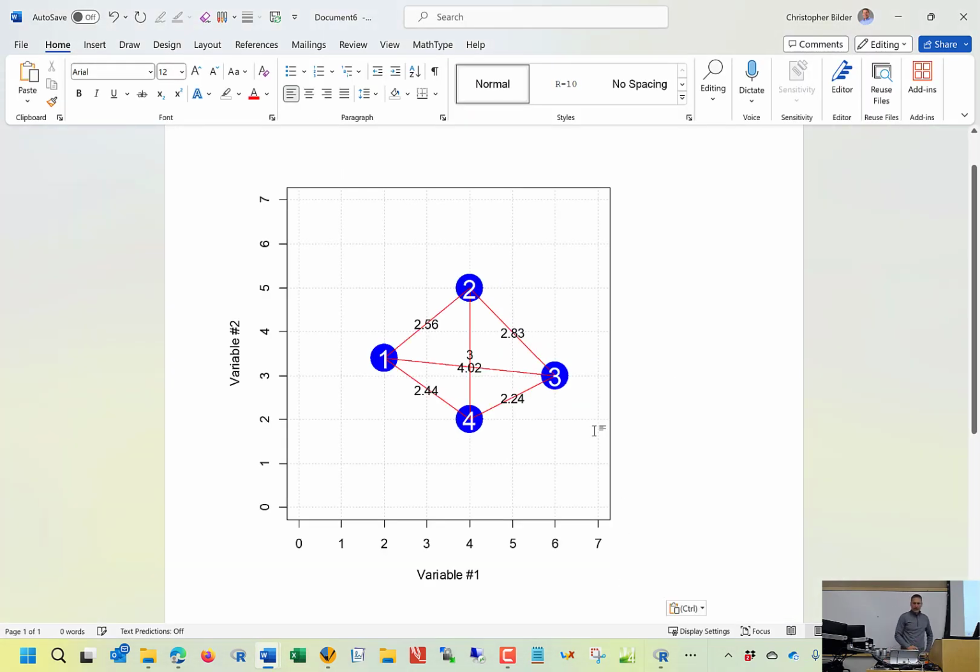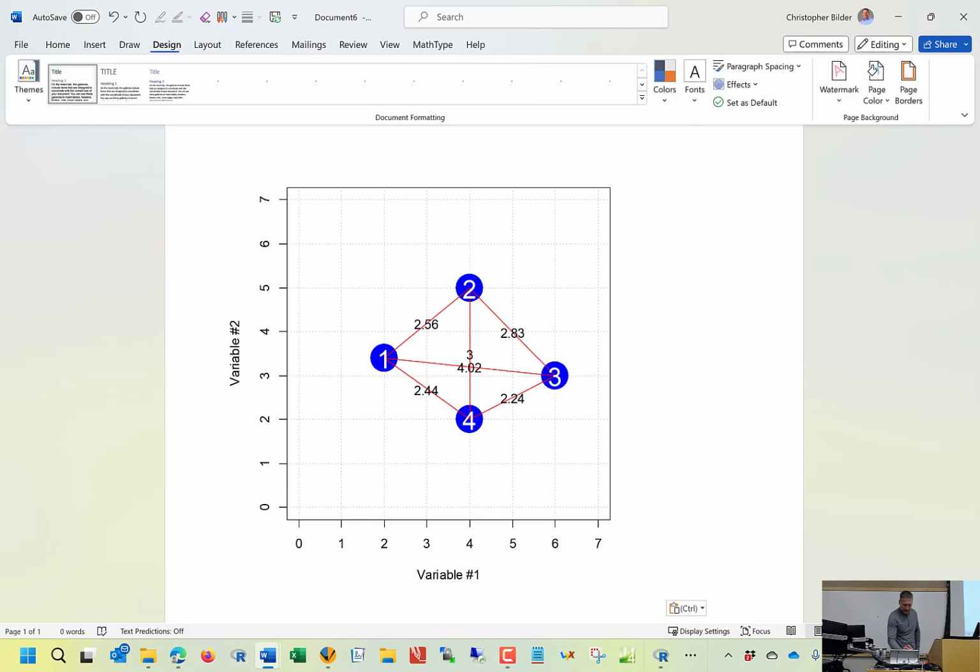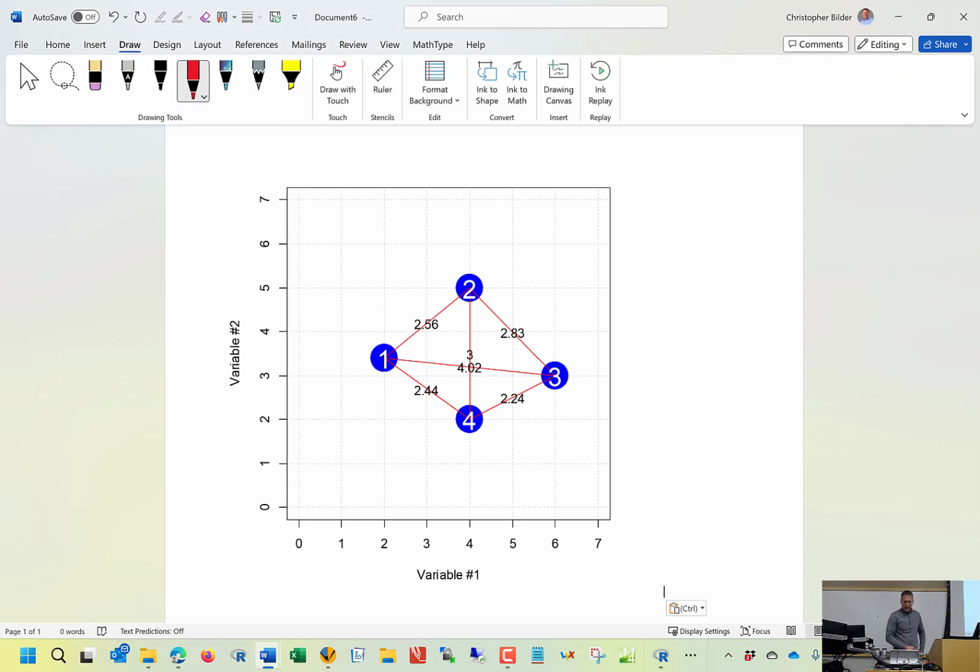Okay, so let's walk through this again. I have 4 clusters. I have the distances between all the clusters on this diagram. This is the smallest distance, so I'm going to join them together.